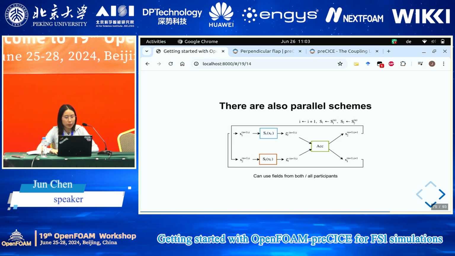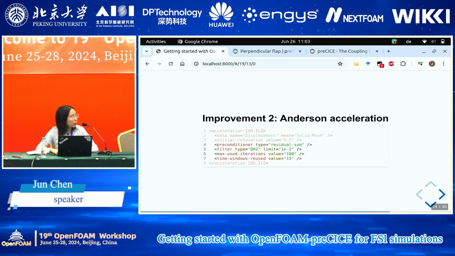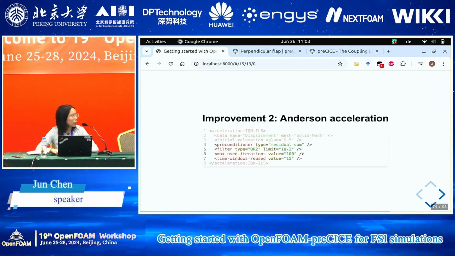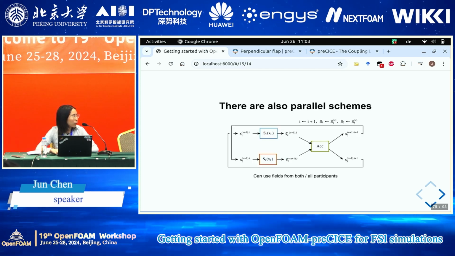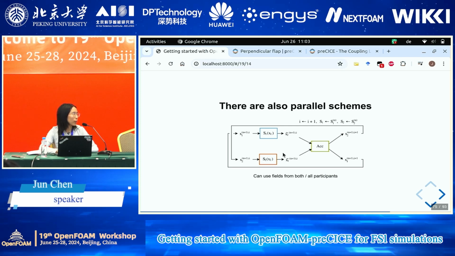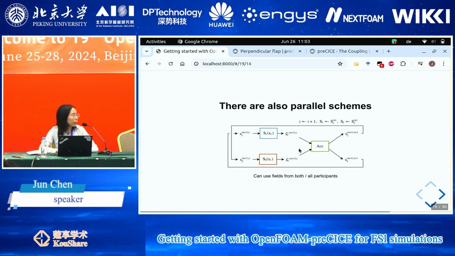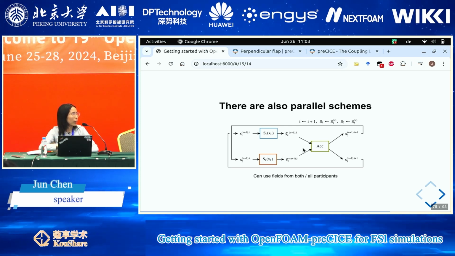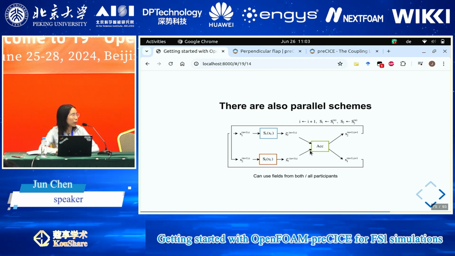And so until here, we have only been talking about serial coupling, and we can also use a parallel scheme, which means that I start the two participants at the same time, and after that I exchange the information.